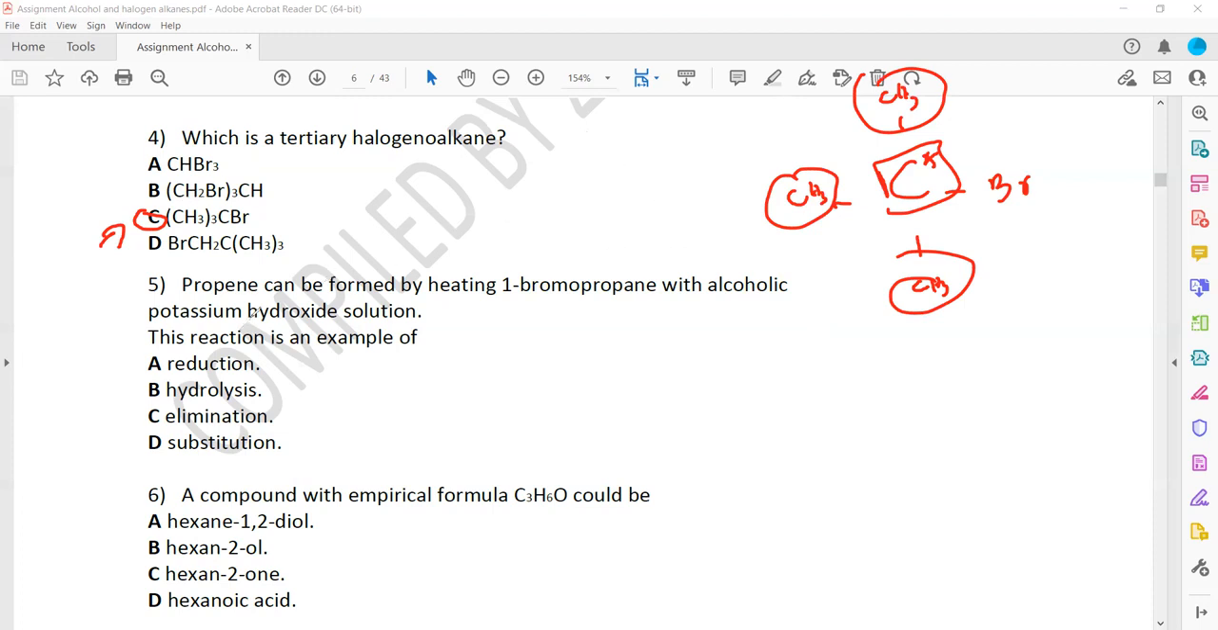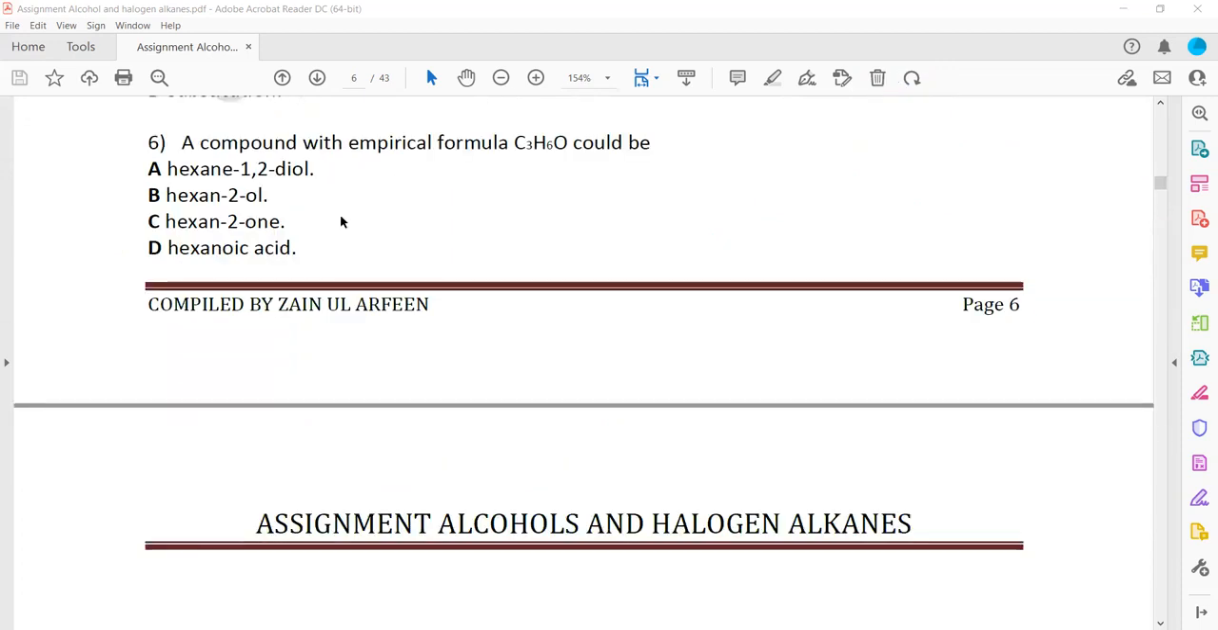Then propene, which is an alkene, is formed by heating 1-bromopropane in alcoholic medium. So when it is in alcoholic medium, what do we call this reaction? We call that elimination. If it was in aqueous medium, we would call it a nucleophilic substitution reaction. A compound with an empirical formula of C3H6O could be. So first thing, it's better you write the molecular formula of each compound, because from the molecular formula you can identify the empirical formula. And to write the molecular formula, you should know the structure of each.